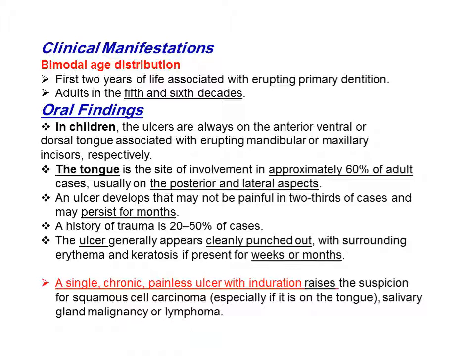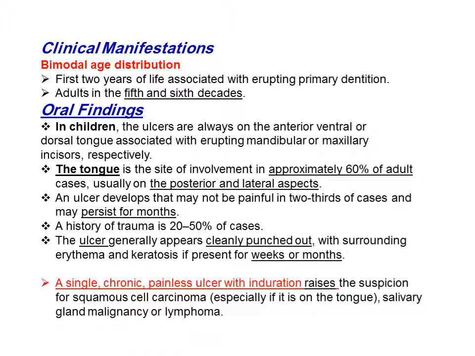It has a bimodal age distribution: the first two years of life, associated with erupting primary dentition, and adults in the fifth and sixth decade of life. Oral finding in the children, there is ulcer always on the anterior, ventral, or dorsal surface of the tongue, associated with erupting mandibular or maxillary incisors, respectively. The tongue is the site of involvement in approximately 60% of adult cases, usually on the posterior and lateral aspect.